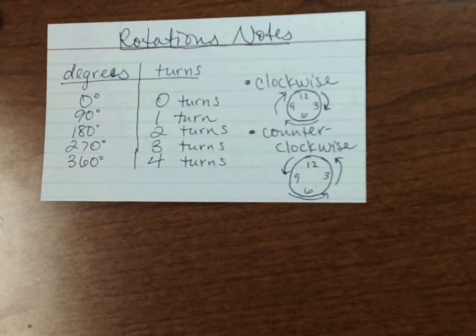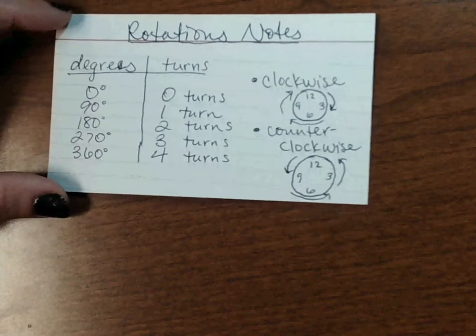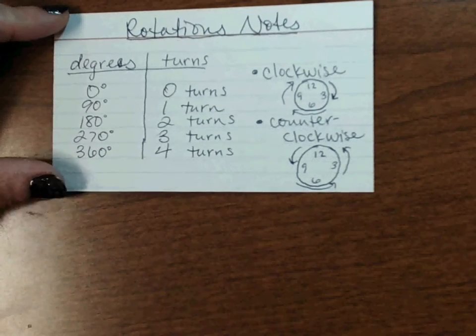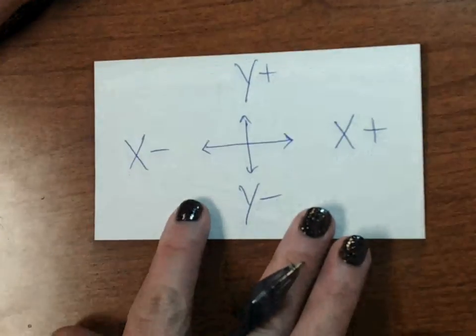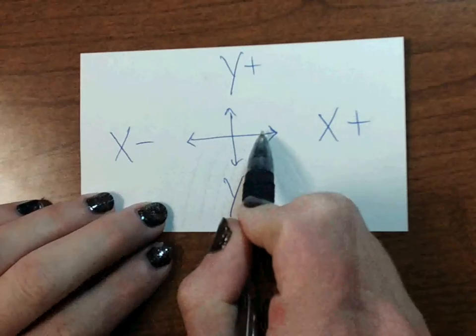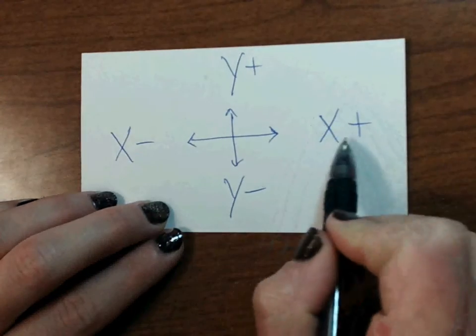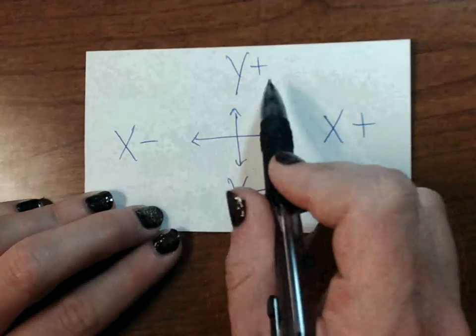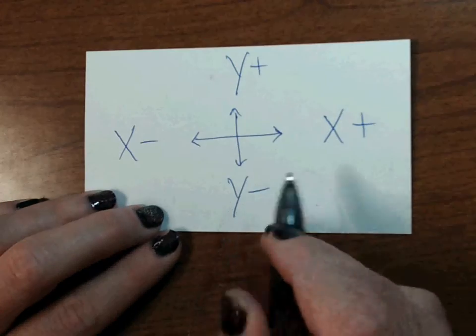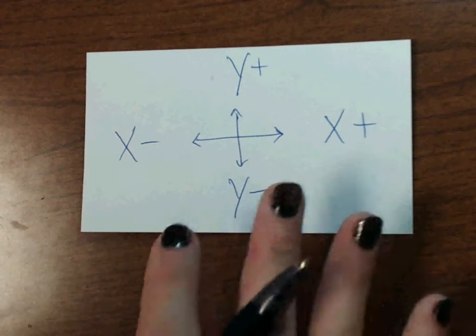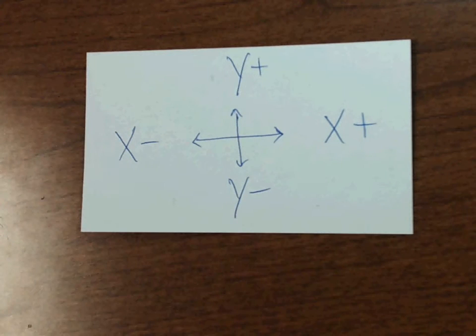The next piece is going to be how to actually generate rules for these rotations. So to do that, I'm going to use this. I look at my x and y axis. My positive x's are on the right, my negative x's are on the left, my positive y's are on the top, and my negative y's are on the bottom. Now I use this note card to create all of my rotations.